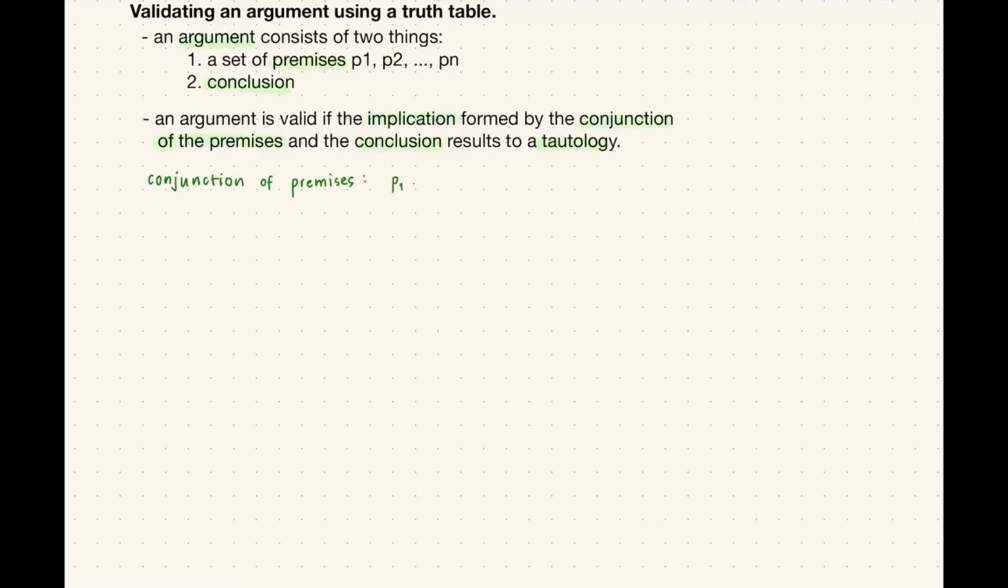So conjunction meaning and. So when you make a conjunction of the premises, then you have premise 1 and premise 2 until premise sub n. Okay, so that's what you mean by conjunction of the premises. So let's say let P be the conjunction of the premises. So let P be P sub 1 and P sub 2 and until P sub n. So the implication of the premises and the conclusion would be if P, then Q, or P implies Q.